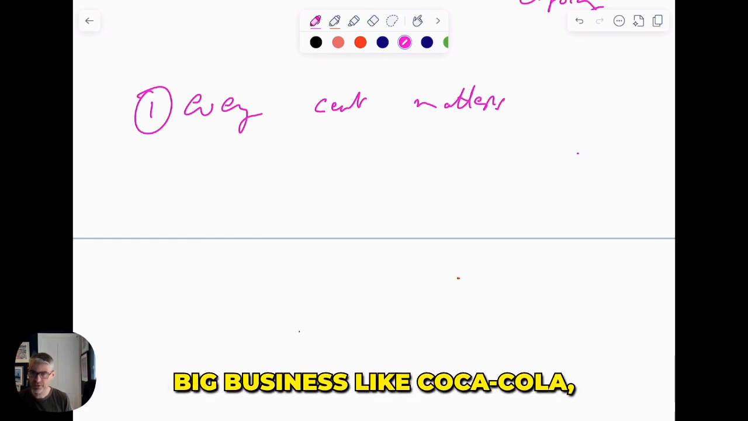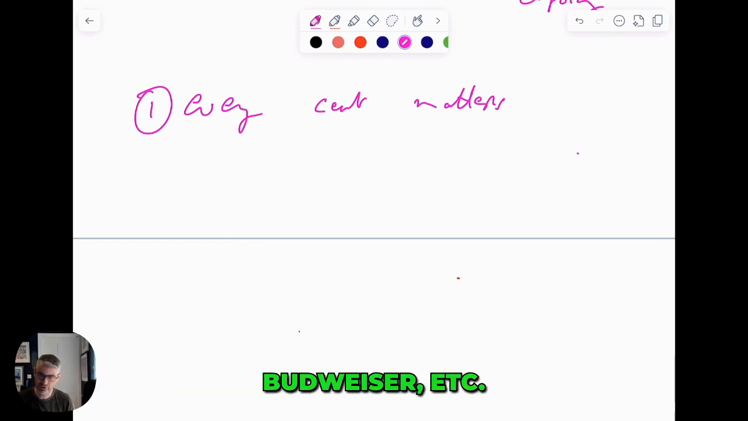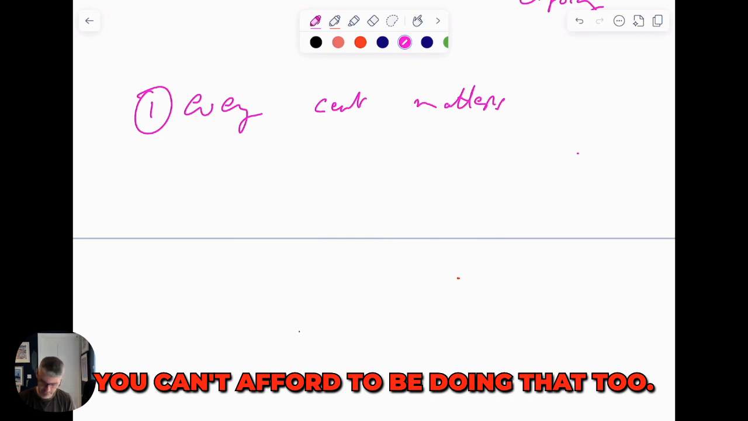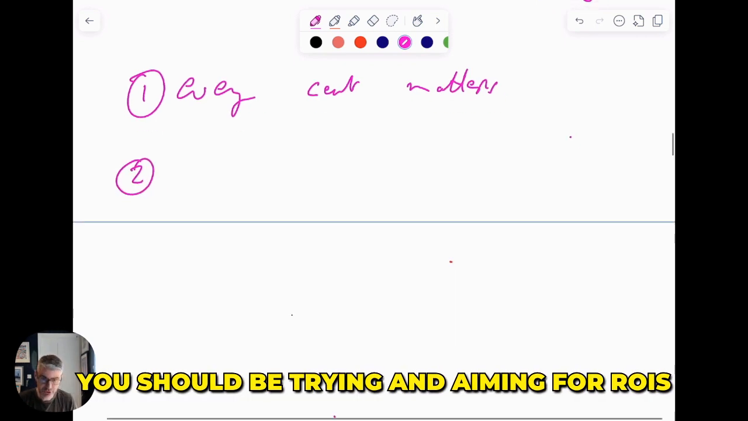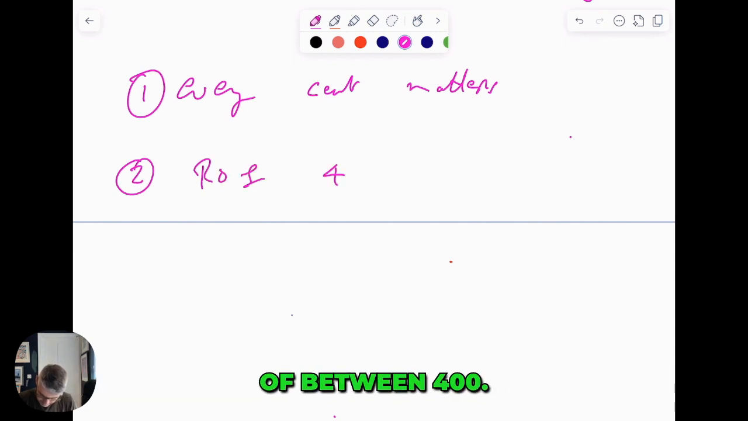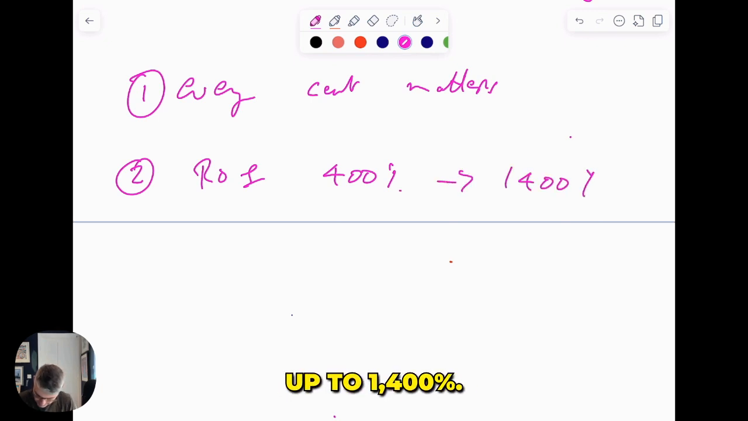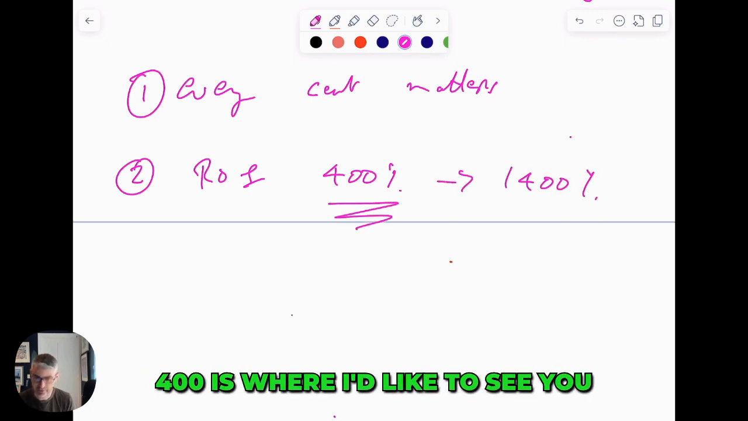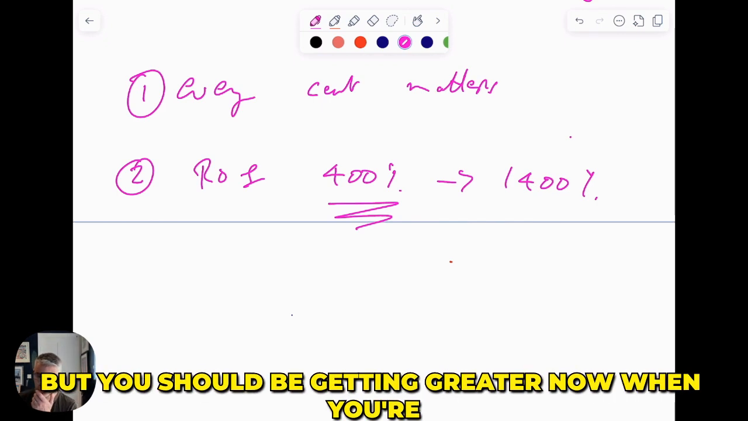Because you're not a big business like Coca-Cola, Budweiser, etc. You can't afford to be doing that. 2, you should be trying and aiming for ROIs of between 400 and in fact up to 1400%. 400 is where I'd like to see you as a minimum, but you should be getting greater.